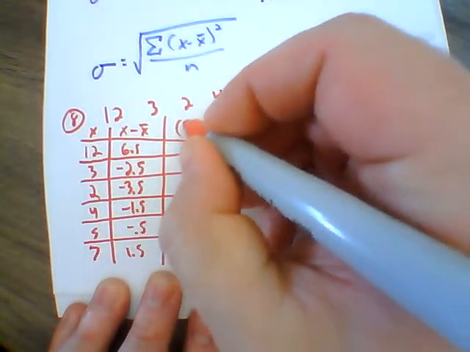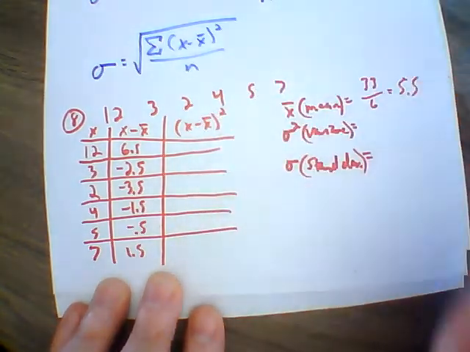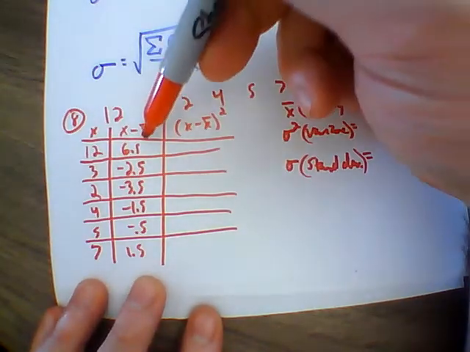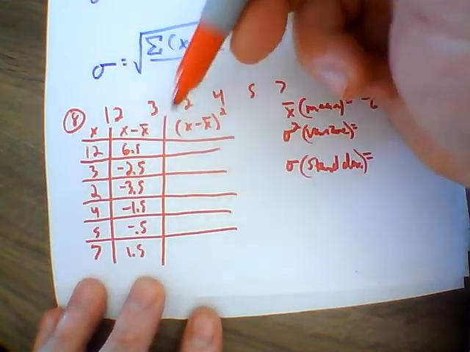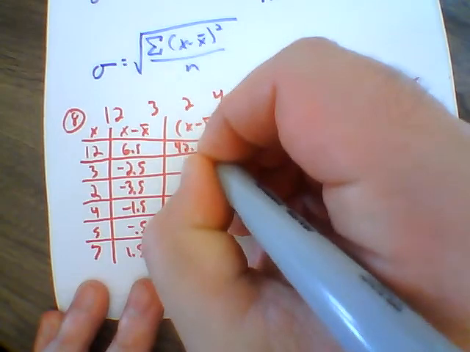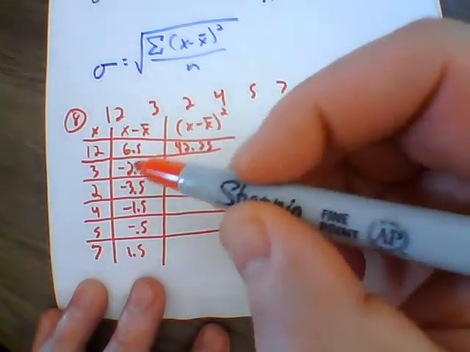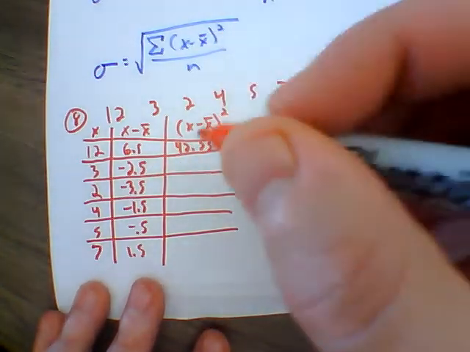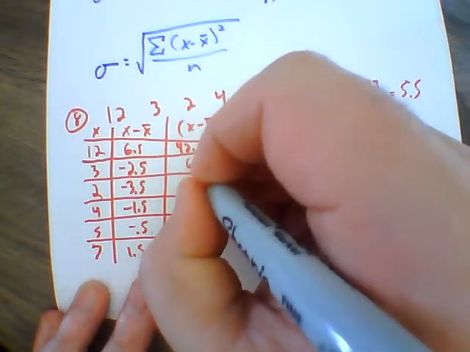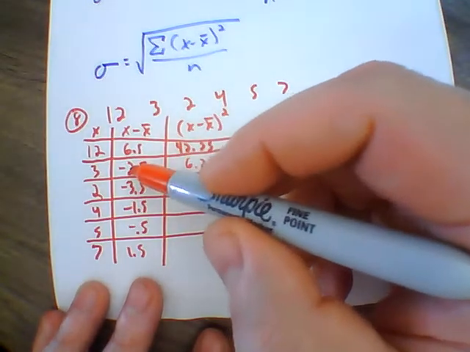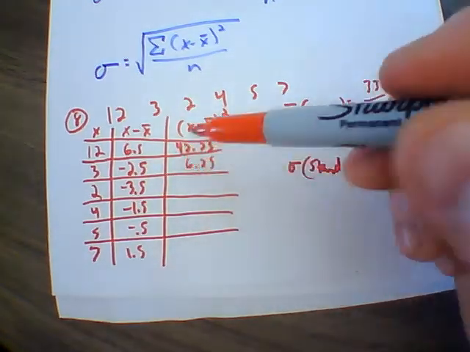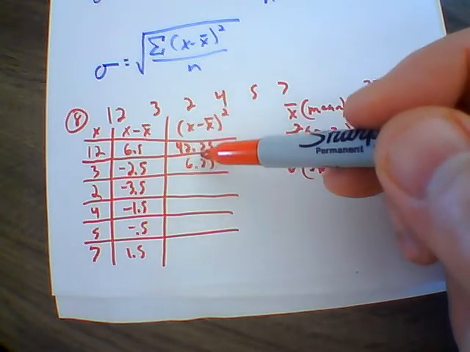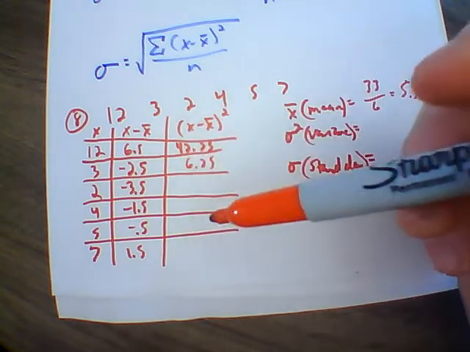Then I'm going to take each of these values and square it. So what I probably would have done is I would have taken 12 minus 5.5, I got 6.5, and then squared it, and then wrote 42.25. Then I would have taken 3 minus 5.5, and then squared it, and we get 6.25, because negative 2.5 squared is 6.25. Do realize that in this summation, we're squaring whatever this difference is in here, so it's always going to be a positive value.